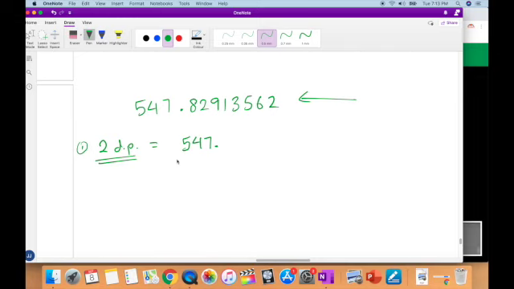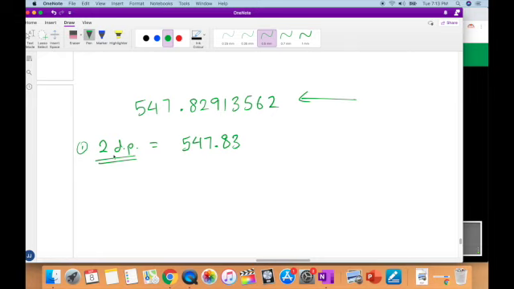Why is this correct? This is the right answer here. 547 to 2 decimal places. So I want 2 places after the point. 0.83. Why is that correct? Scotia, Caitlin, have you never done decimal places before?